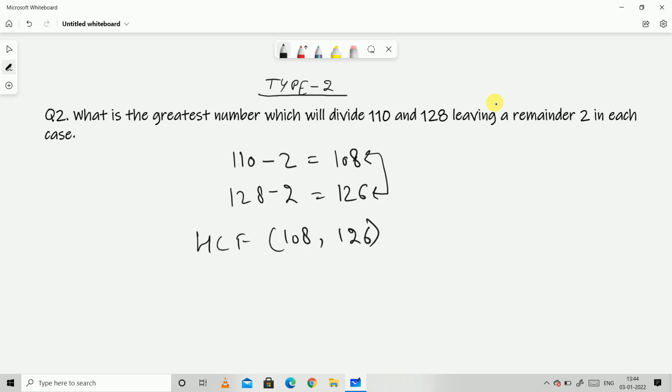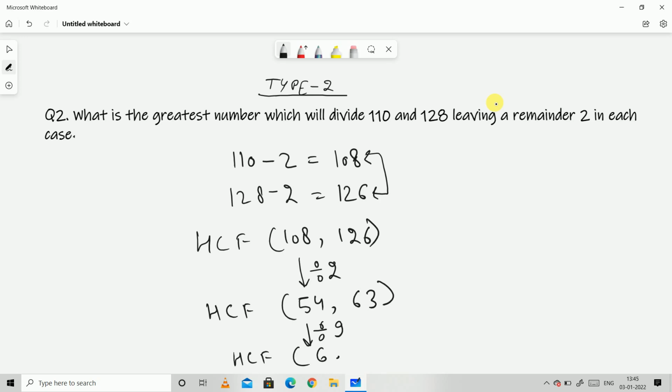As we can see, these both are even numbers, so you can reduce them by dividing by 2. If I divide by 2, I will get 54 and 63. Okay, now these can be divided by 9. 54 and 63 are both multiples of 9, so just divide by 9 and you will get 9 6s are 54 and 9 7s are 63. Now 6 and 7: 7 is prime, it cannot be reduced further, and since 7 is a prime number, what will be the HCF of 6 and 7? Obviously it will be 1.